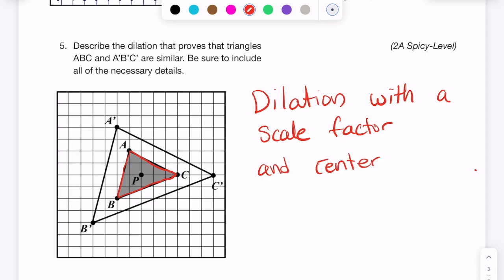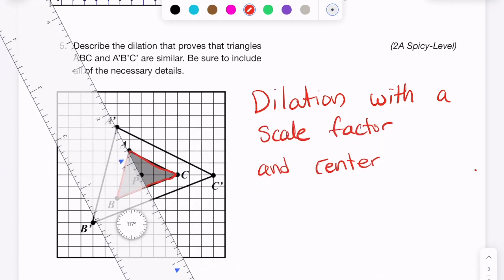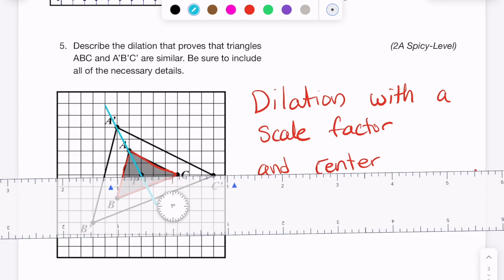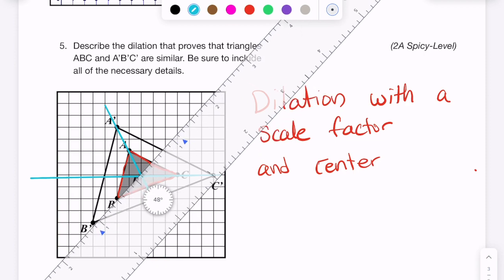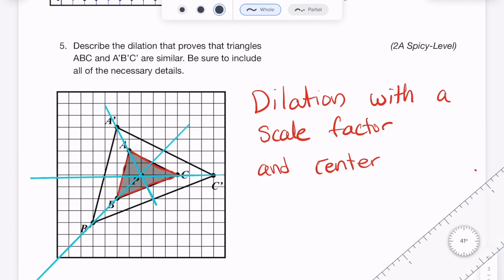Okay, so for the center, we can again use the ruler method, or you might be able to see it without using a ruler, but we're going to connect A and A prime, draw a line, we're going to connect C and C prime, and draw a line, and we're going to connect B and B prime with a line, and those should all intersect right here at point P, which is why it's labeled for you nicely. So P is going to be my center of dilation.